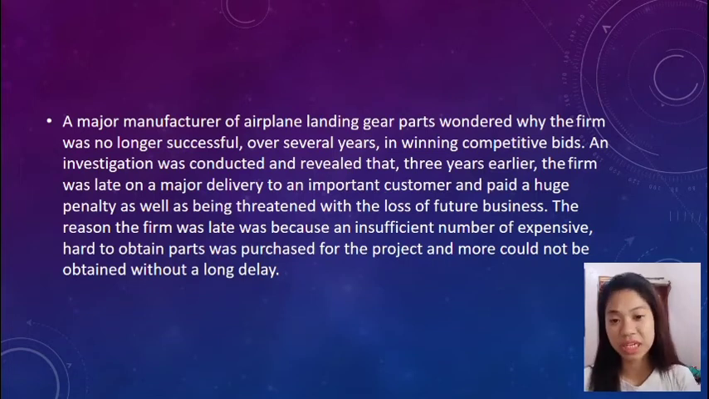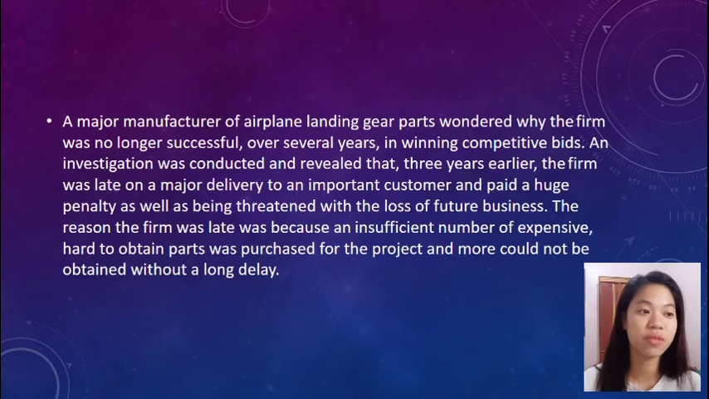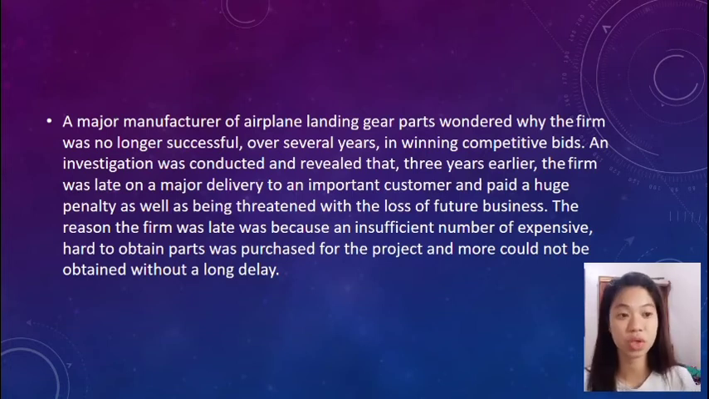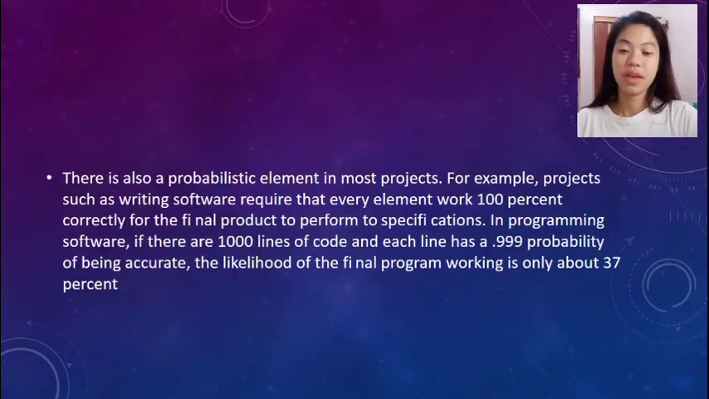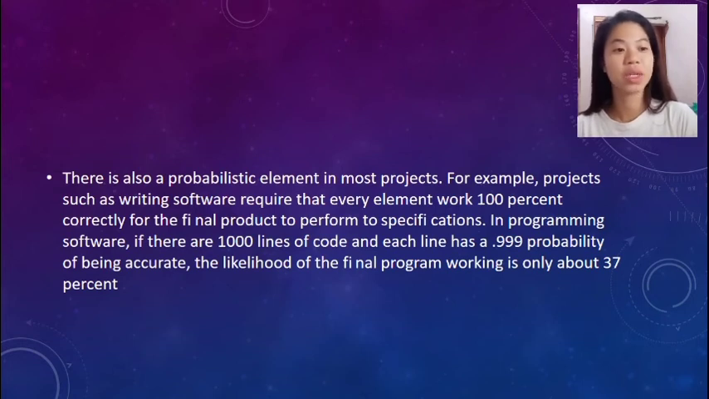The purchasing manager was demoted and replaced by his assistant. The assistant's solution to this problem was to include a 10% allowance for additional hard-to-obtain parts in every cost proposal. This resulted in every proposal from the firm being significantly higher than their competitors' proposals in this narrow margin business. There is also a probabilistic element in most projects. For example, projects such as writing software require that every element work 100% correctly for the final product to perform to specifications. In programming software, if there are 1,000 lines of code and each line has a 0.999 probability of being accurate, the likelihood of the final program working is only about 37%.